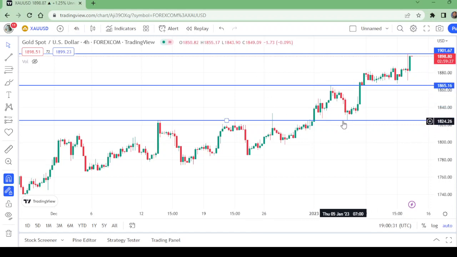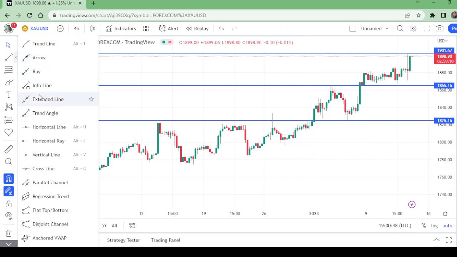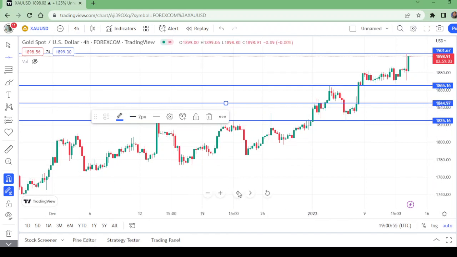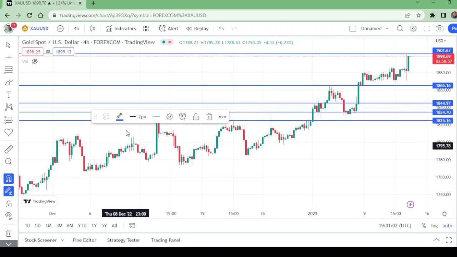Any higher low above 1825? Now there are two possibilities, 1865 and 1833. Let me put the horizontal line here, somewhere here. 1844 is also a level and 1834. For the next possible lows, these are the markers. Though after reaching somewhere here, I was expecting a low, but the market went up still.